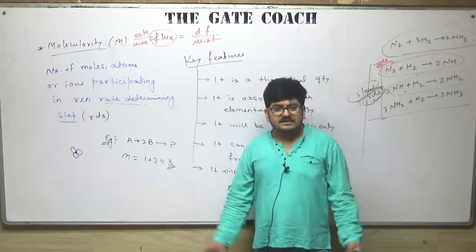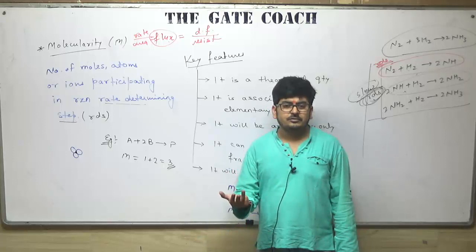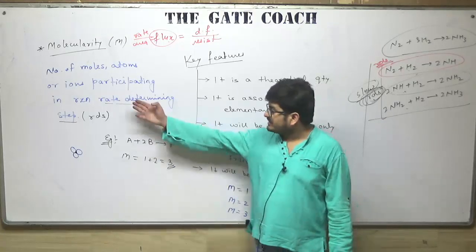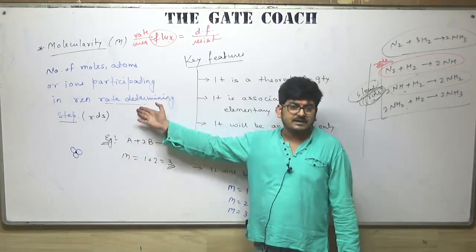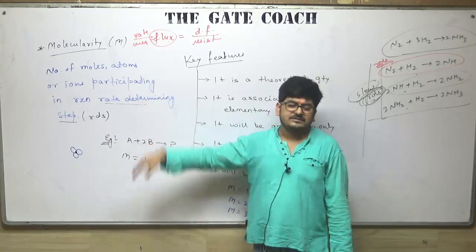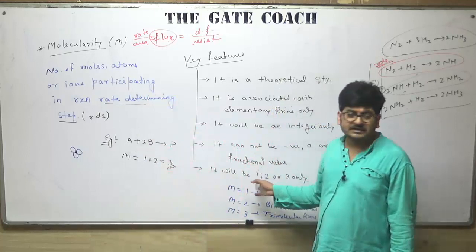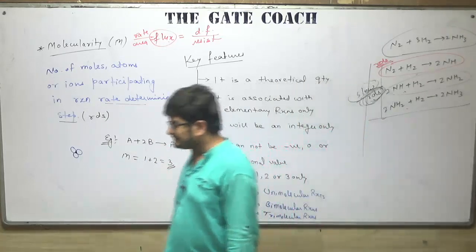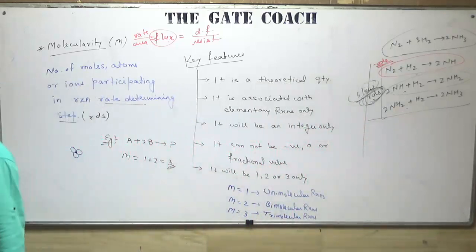So that is the reason. Since more than 3 molecules cannot have the simultaneous collision, it means more than 3 molecules cannot participate in the reaction simultaneously. That's why we say molecularity of any reaction cannot be more than 3. It will be 1, 2 or 3 only. I hope it is clear to all of you.